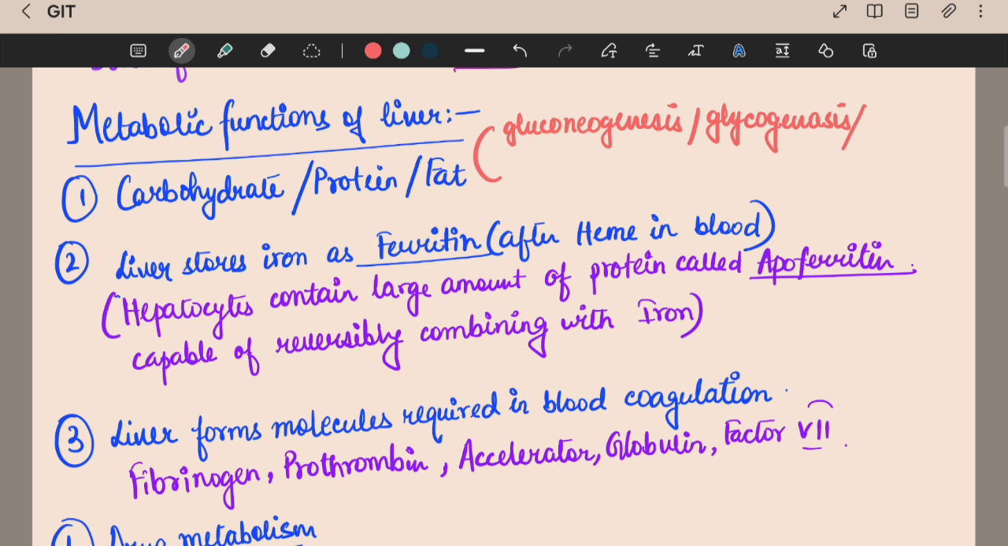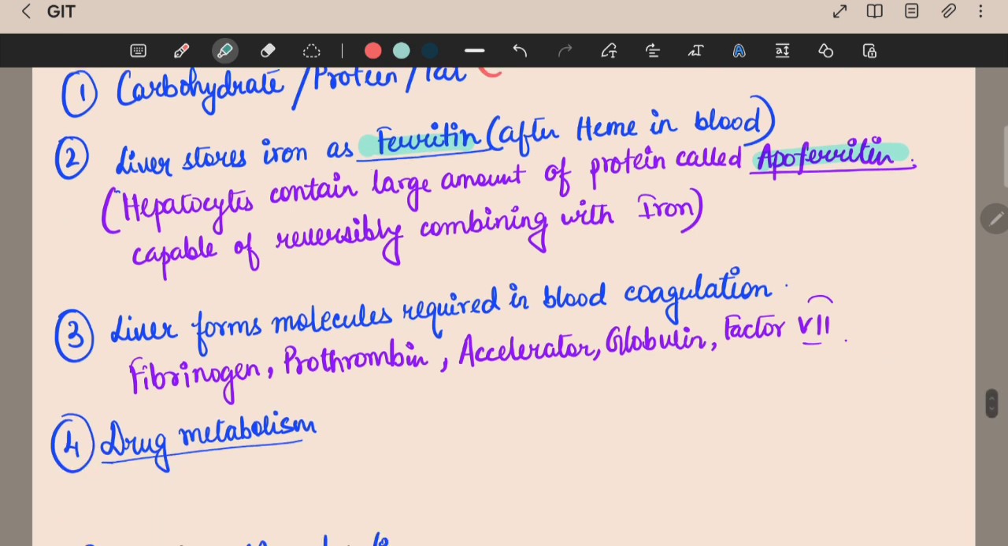Liver has large stores of ferritin. After heme, that is the highest amount of iron binding; anything that is bound to iron, first is the heme, then we have the ferritin. Remember it like this. Hepatocytes have a large amount of protein, the apoferritin, that is capable of reversibly combining with iron. This is a rough picture of the iron metabolism that we will be learning in biochemistry, but it is quite important, because it is related with several kinds of anemia, several disorders, then their medications, all these things are integrated.